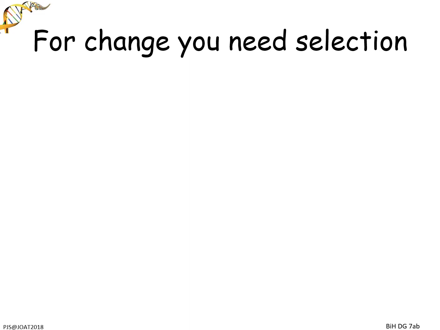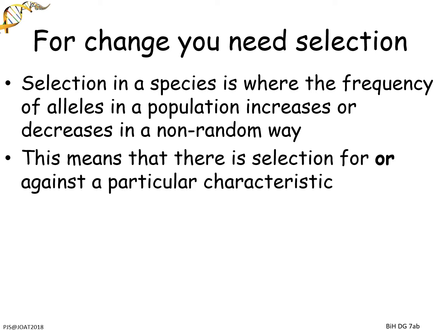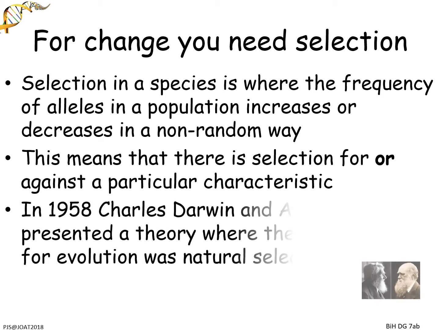For change to actually happen though, just to remind you, you need selection. So selection, and this is a step up from what you had at the NAT5, it's where the frequency of the alleles increases or decreases in a non-random way. So what you've done is you have pushed a particular allele, either more of it or you've pushed it out of the population. And selection means that you need to then have a particular push, a driver for that. So it has to either be for or against. It could be against a particular allele, but that will allow you to have change.